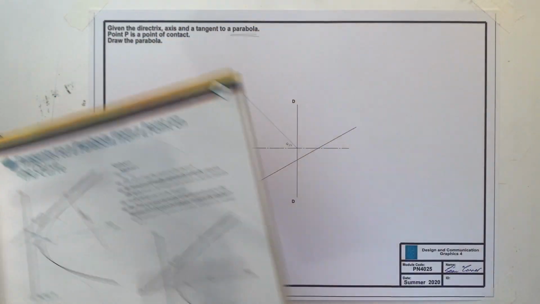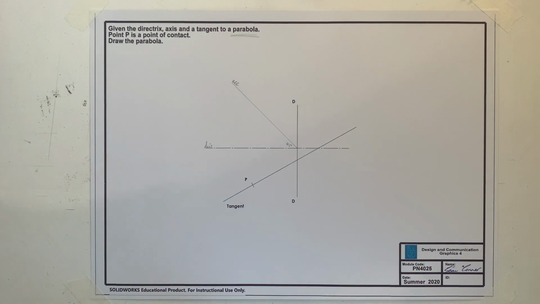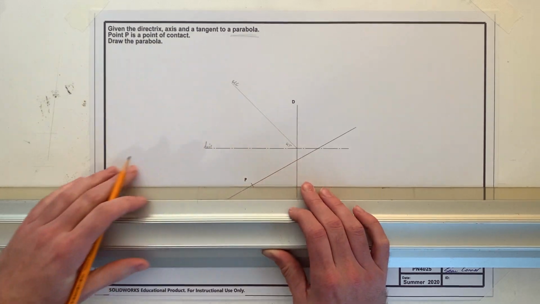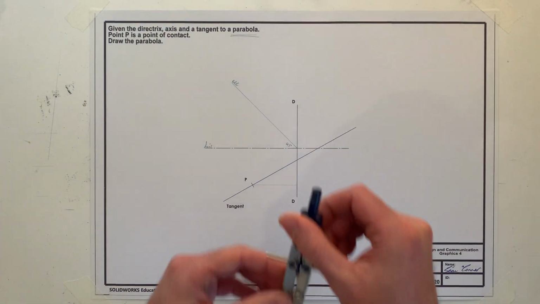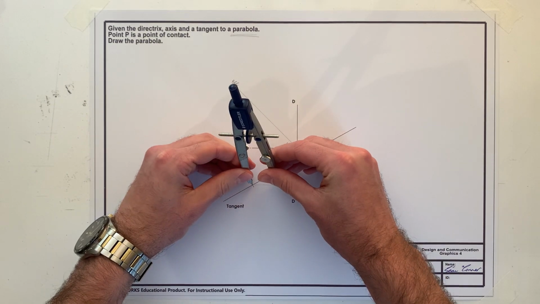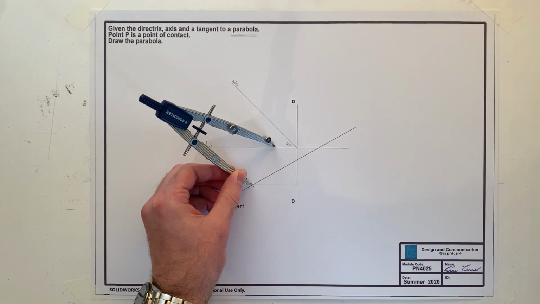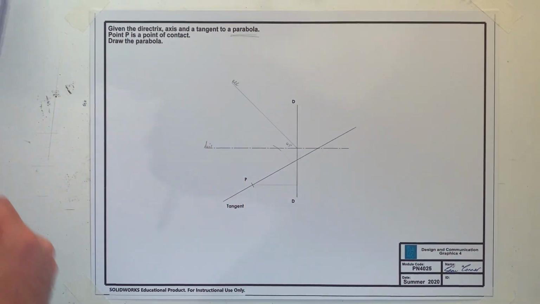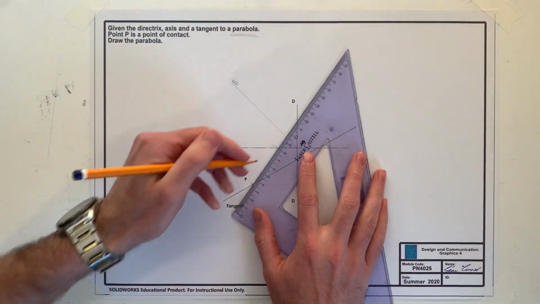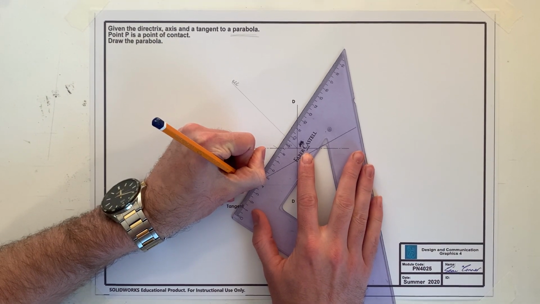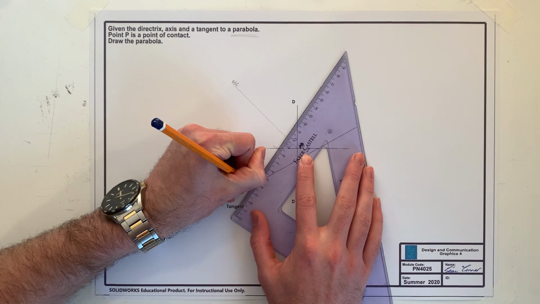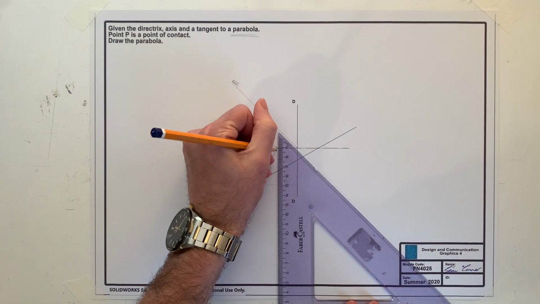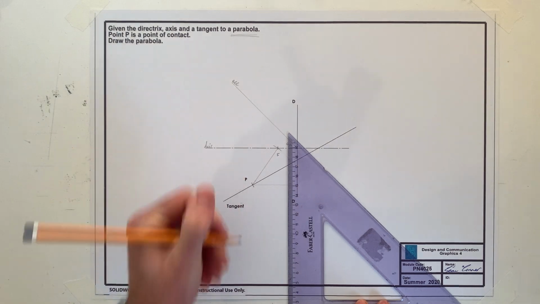So that means if I come back here, I take the distance from P all the way back to my directrix DD, like so. So I take that distance and I mark it off here where it hits the axis. That is where my focal point will be. So I can draw a line from my point P through to where that arc intersects the axis, like so. And now this point here, I can call my focal point.